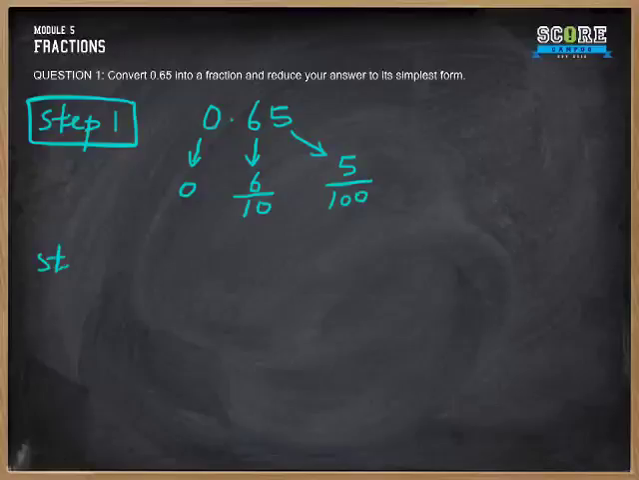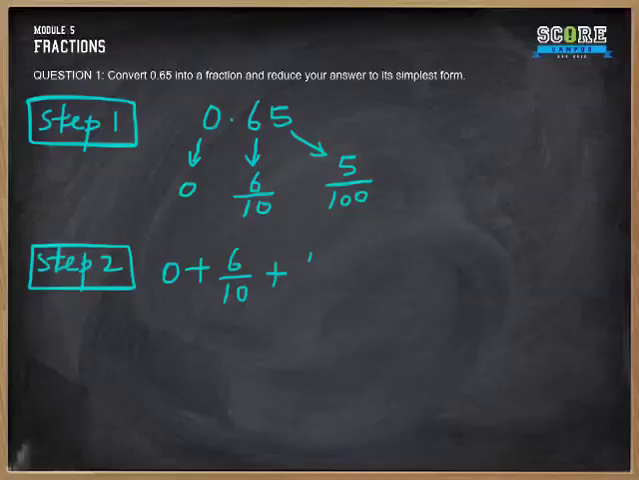Now when you have reached this stage, step 2 is basically adding everything up. By adding the fractions together, then reducing the result to its simplest form, we can find the answer. So step 2 is 0 plus 6 over 10 plus 5 over 100. You can put it as 0 plus, make all the denominators the same. 0 is still going to be 0, plus 60 over 100 plus 5 over 100.